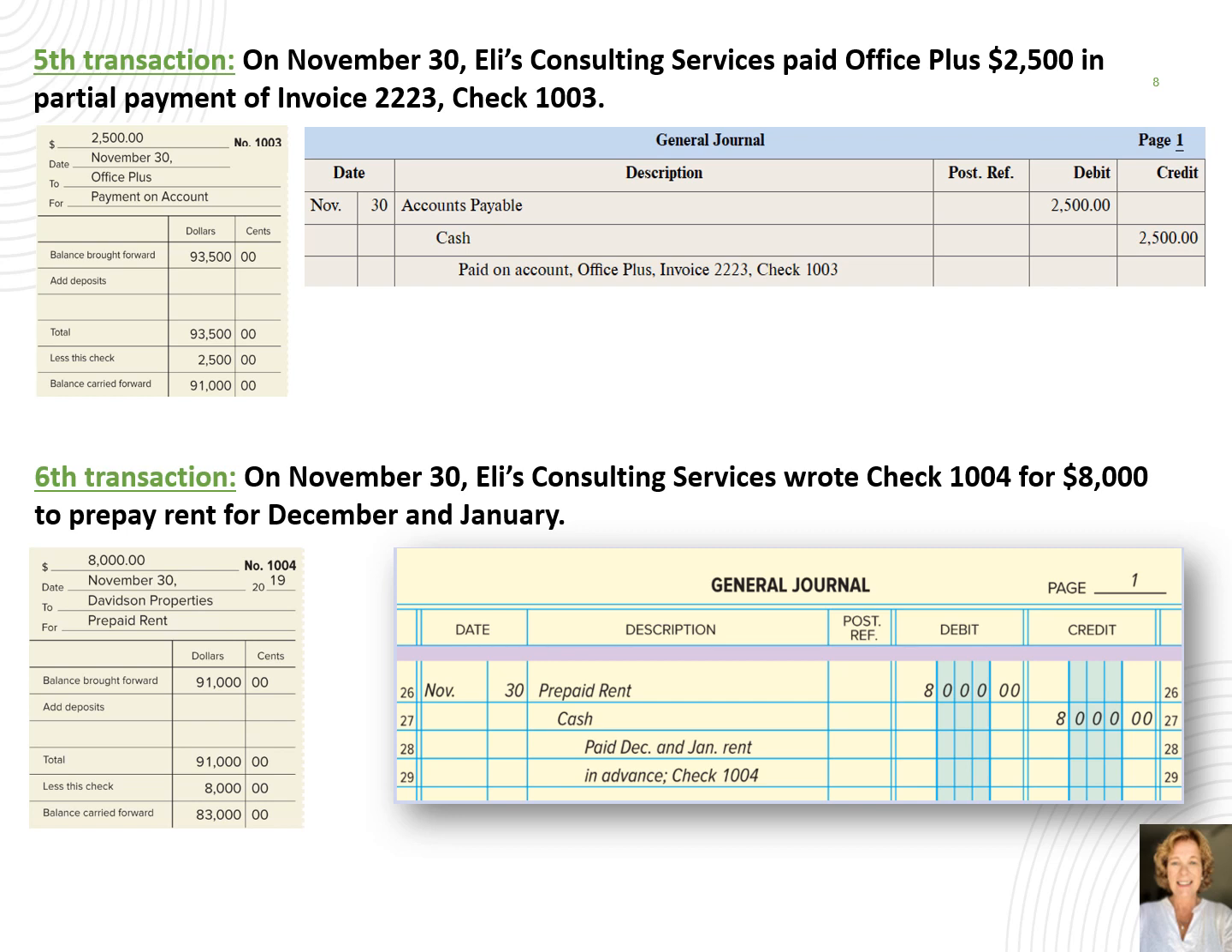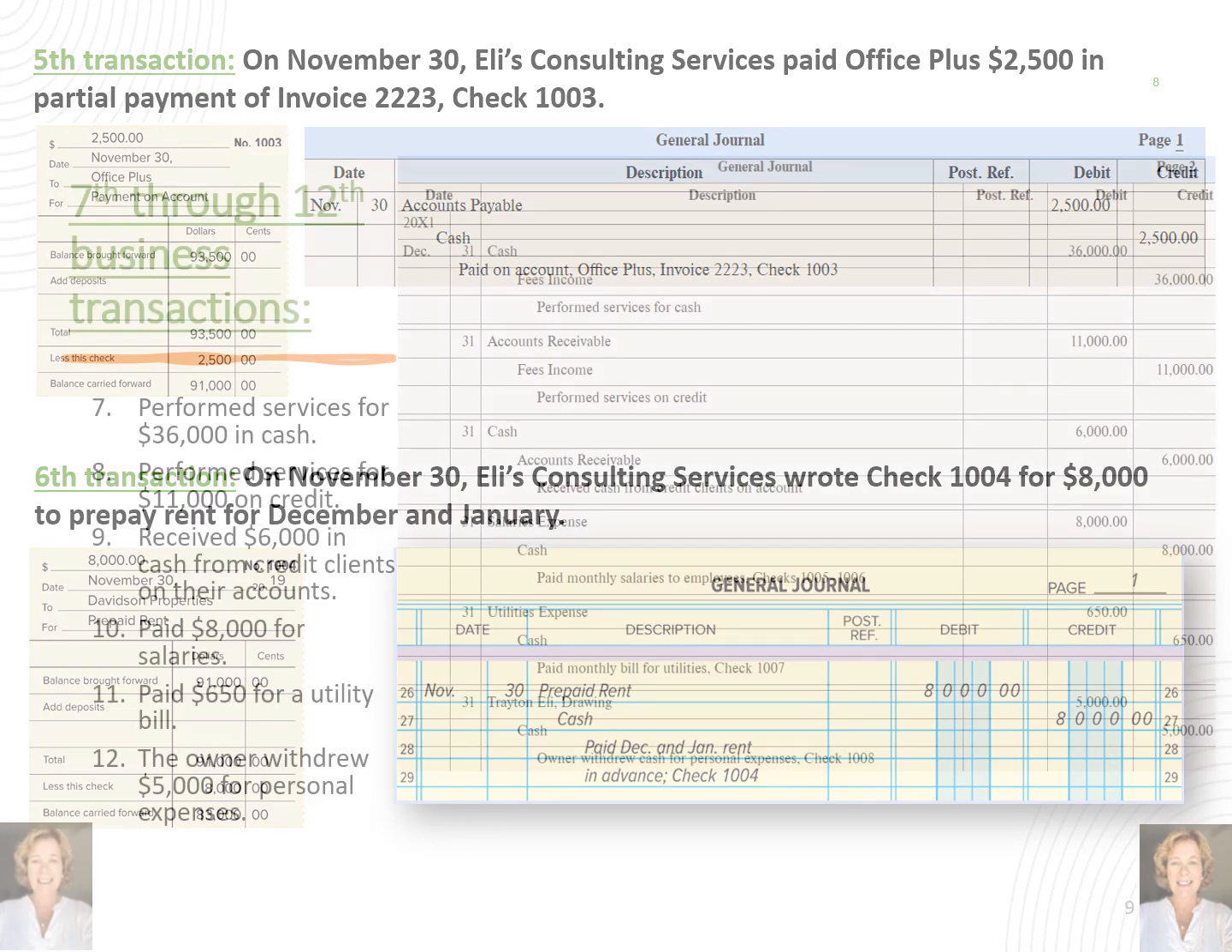For our sixth transaction, Eli's Consulting wrote check 1004 for $8,000 to prepay rent for December and January. Again, this isn't proper documentation. In this case, I would like to see the rental agreement and a copy of the check or other payment remittance. For this business transaction, we debit prepaid rent for $8,000 and we credit cash for $8,000.